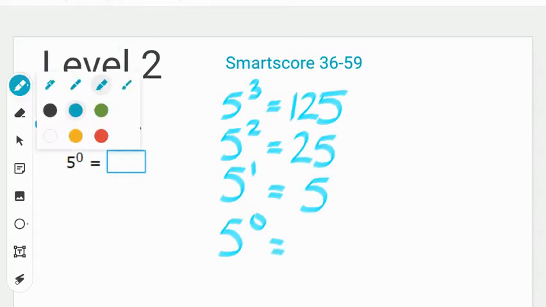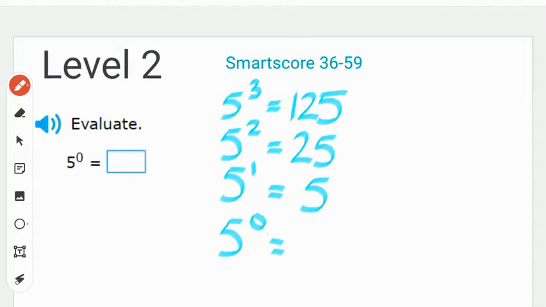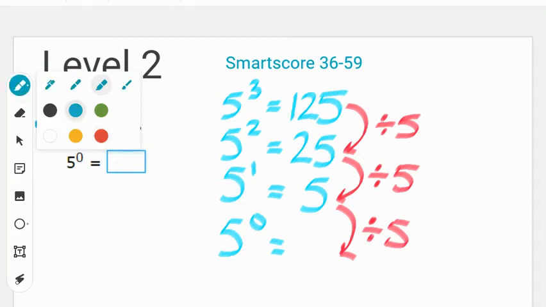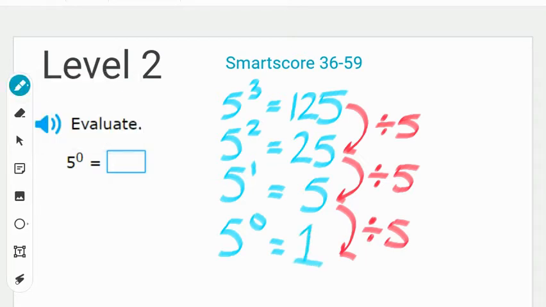Well, there is a pattern as you go down a power each time, and it will be consistent when we go from 5 to the first to 5 to the 0. What happens here is you're getting one less 5 being multiplied. So another way to think about that is you're dividing by 5 each step. So 125 divided by 5 equals 25. 25 divided by 5, again, would equal 5. Now 5 divided by 5, what does that equal? Hopefully you thought of the number 1, right? 5 divided by 5 is 1.